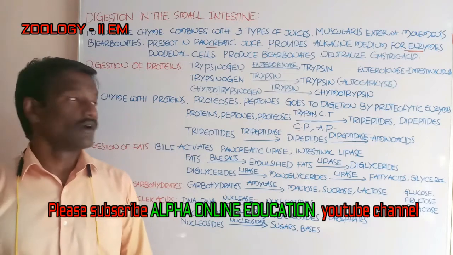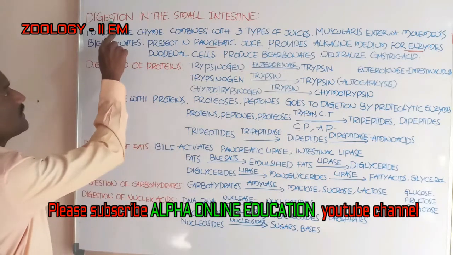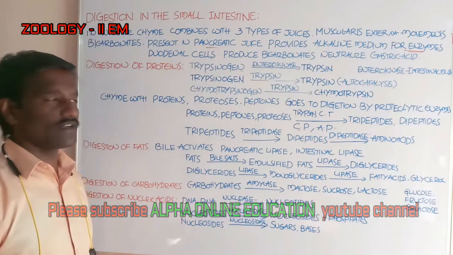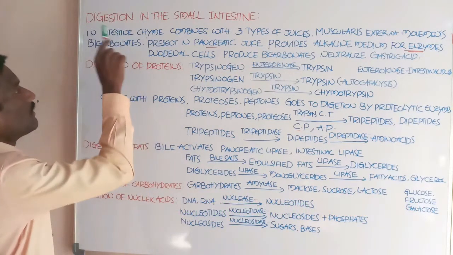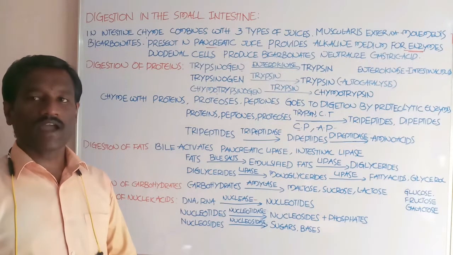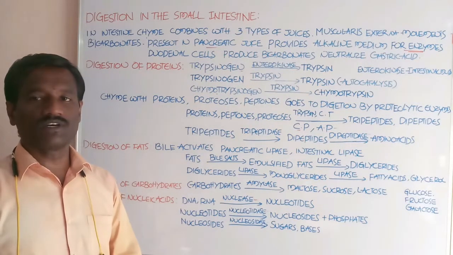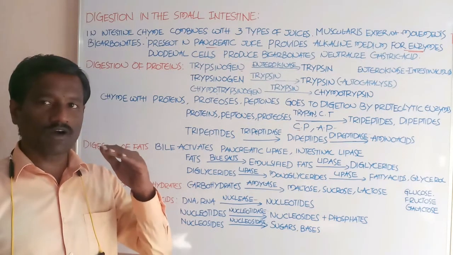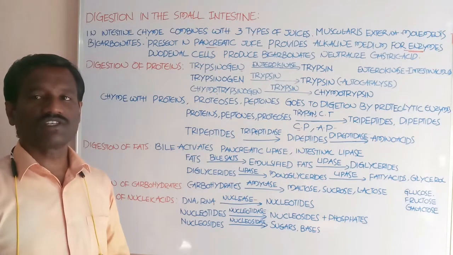Students, the next topic is digestion in the small intestine. The food is digested in the stomach, and the chyme form of the food enters the lumen of the small intestine, the first part of which is called the duodenum.